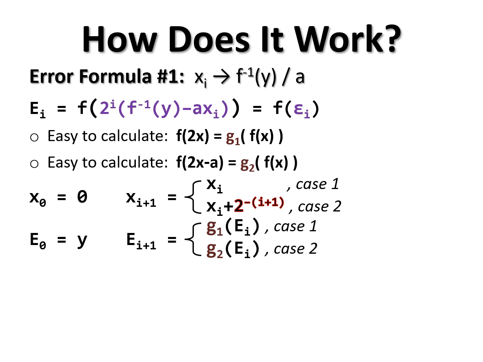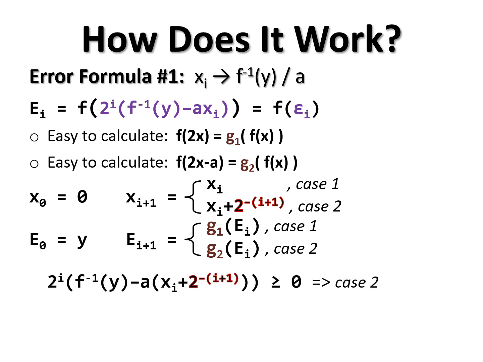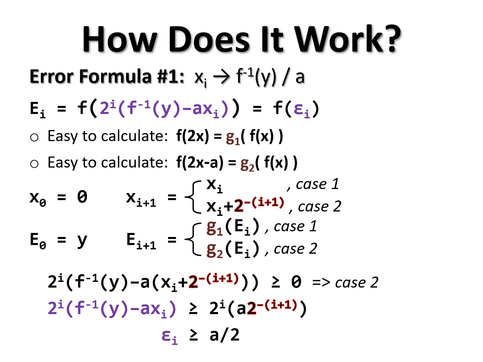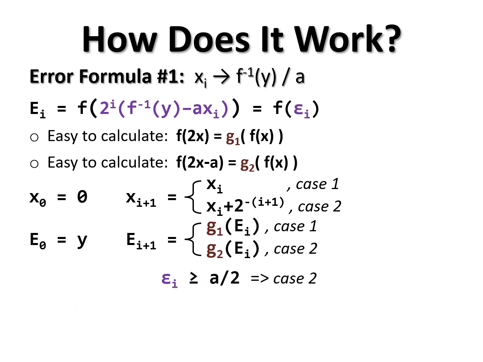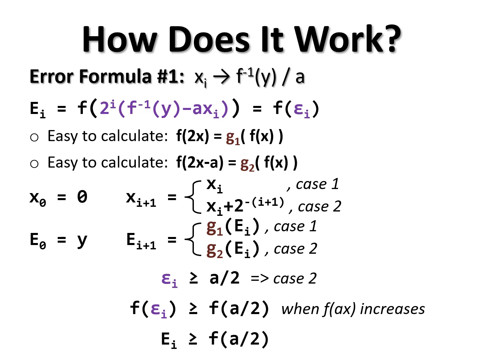Now we have recurrence relations for x and e, but how do we choose between case 1 and case 2? What's the inflection point for when to add that 1 bit to x? The goal is to add the 1 bit in red without the inner epsilon value crossing 0. Simplifying, that's case 2, when epsilon is greater than or equal to half of a. Except that we don't actually calculate epsilon. So we apply the function f, and the inflection point is when the error value e is greater than or equal to the constant f of a over 2. If f is a decreasing function, then we reverse that inequality.